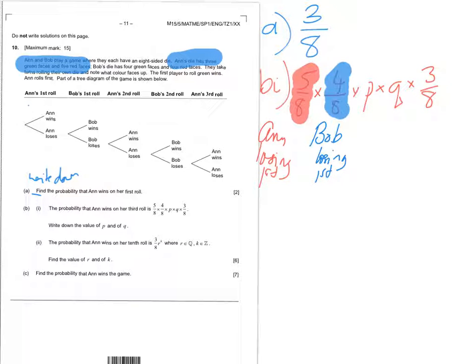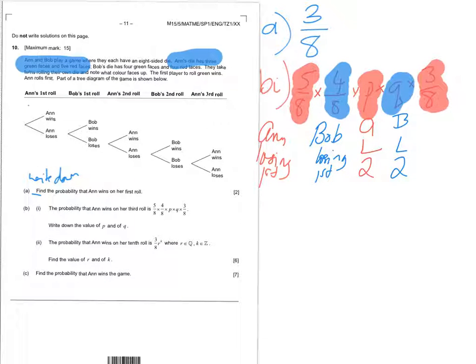P and Q happen next, so what must P represent? Well, Anne lost on her first roll, Bob lost on his first roll. P must be Anne loses on her second roll. Q must be, by the same logic, Bob loses on his second roll. And then the third one, the 3/8 here, is Anne winning. Anne wins on her third roll.